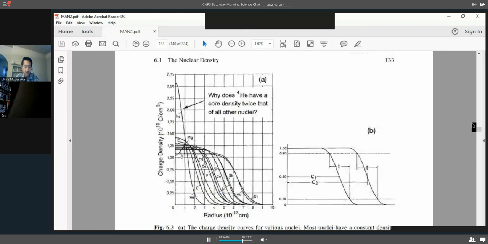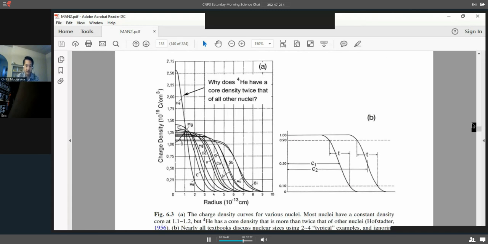Another chart here. This is charge density. They're showing that we have this big outlier with helium, that the core density is twice that of any other nucleus. But generally, as you get out in radius for the larger atoms, the charge density is pretty constant, and then it drops off fairly rapidly. The important thing to notice on this chart is that in heavier nuclei, the inner nuclear density drops.